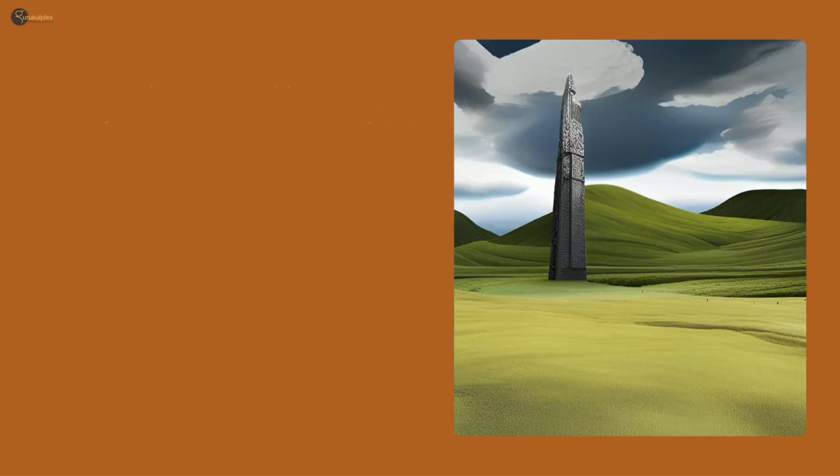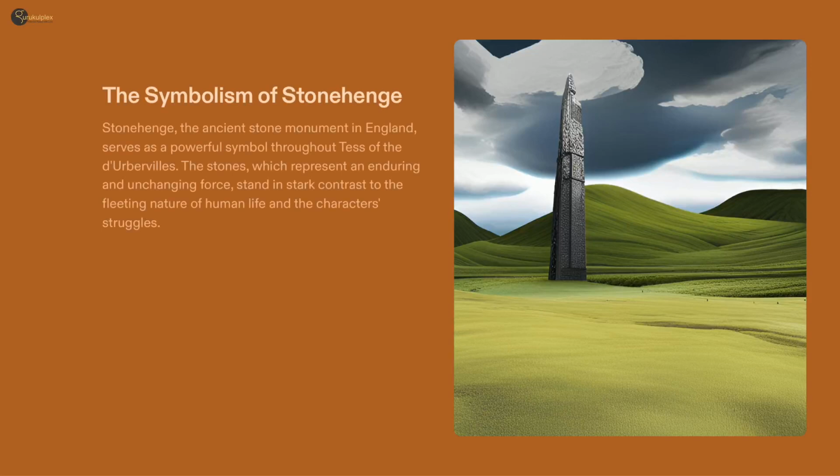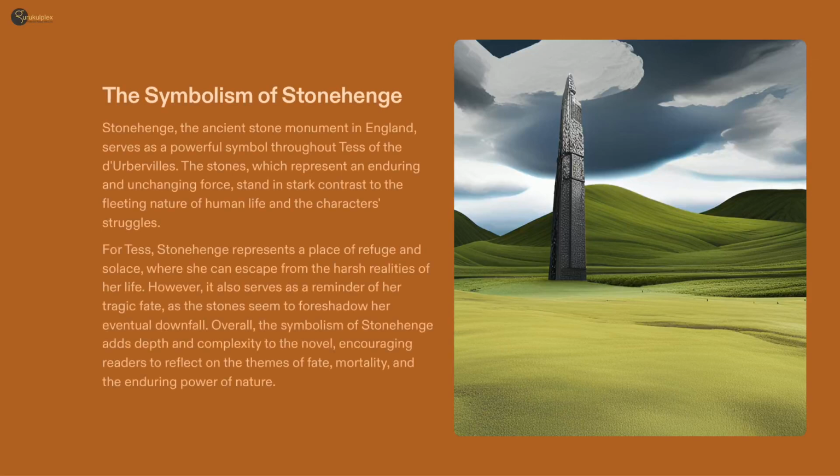As we explore the world of Tess of the D'Urbervilles, Stonehenge stands out as a powerful symbol. This ancient stone monument in England represents an enduring and unchanging force, in stark contrast to the fleeting nature of life. For Tess, Stonehenge serves as a refuge and solace while simultaneously being a reminder of her tragic fate. Through this symbolism, Thomas Hardy encourages readers to reflect on the themes of fate, mortality, and the enduring power of nature.